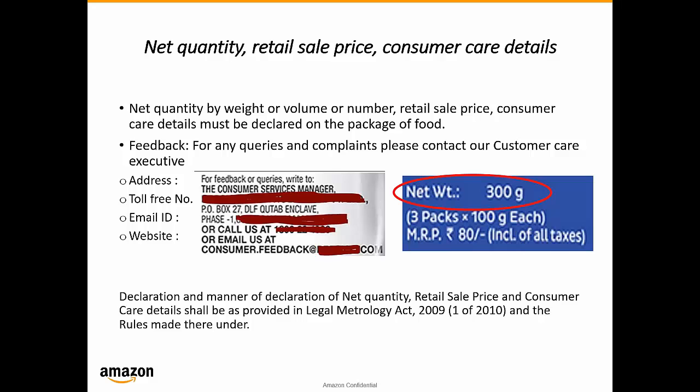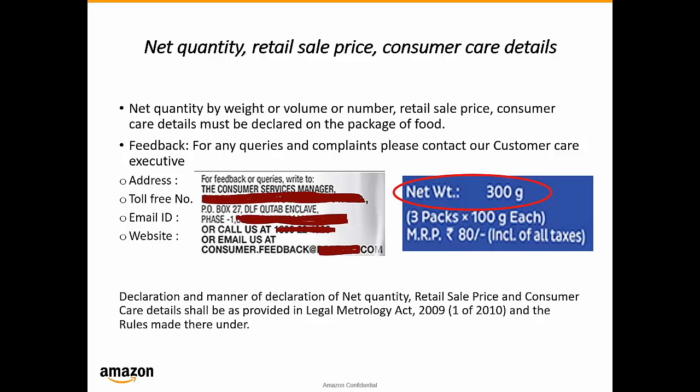So if you want to inform or give feedback to the manufacturer, then customer care details should be mentioned. This is really important from the customer care perspective: you give an address, a toll-free number, email ID and website, so that if customers want to give feedback about the product, they are able to. So that helps from the customer care details perspective. The next thing is the net weight should be written. This is also important.